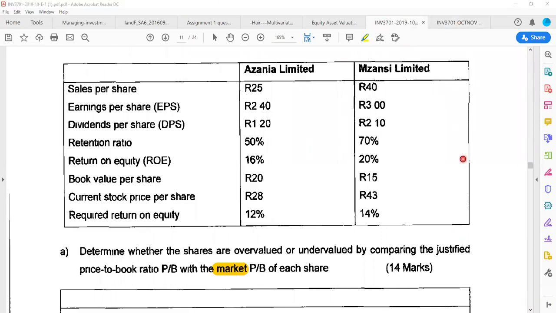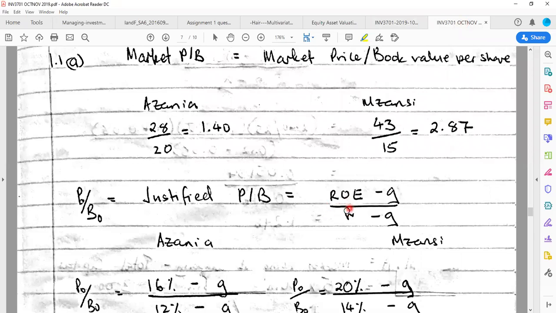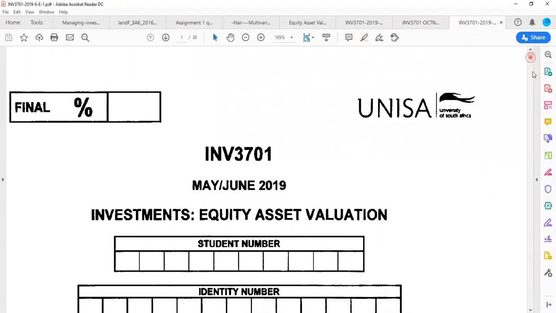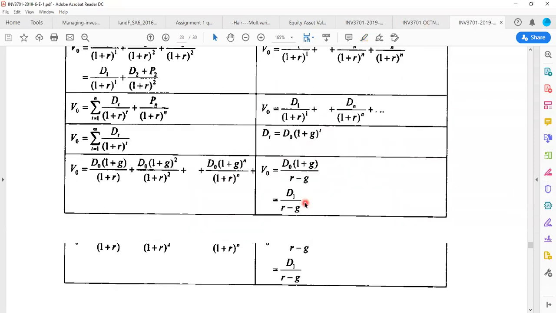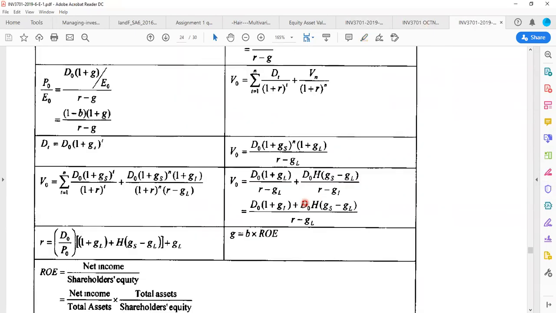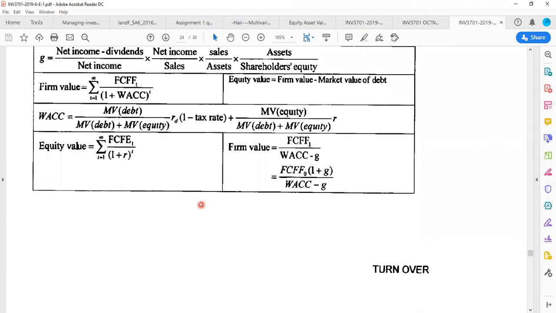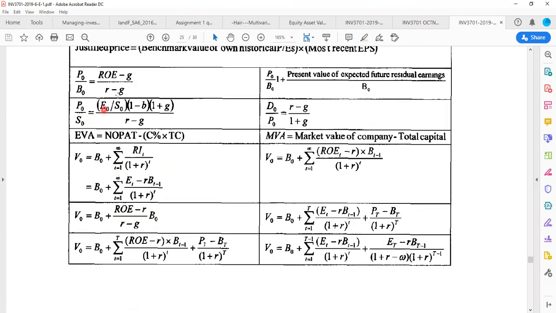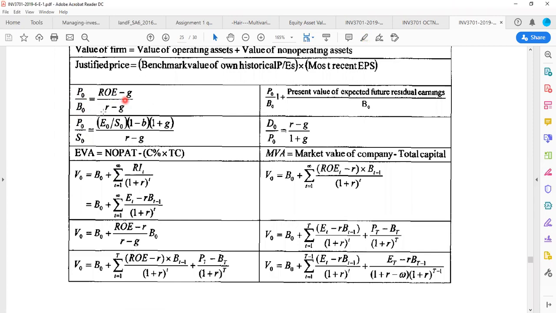So the price to book formula, you can find it on your exam paper, and it says return on equity minus growth over required return minus growth. Okay, so the formula is found in the section that contains these formulas right here. Here's the formula. This is the price to book based on forecasted fundamentals, or the justified price to book.